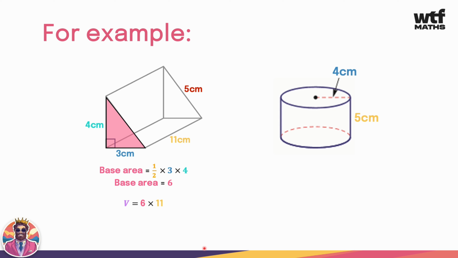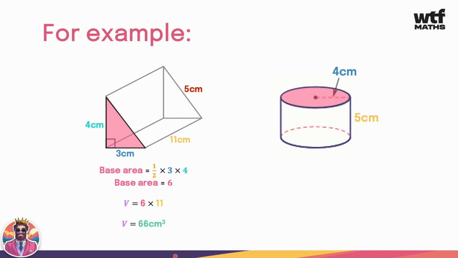This will give us 6 times 11, which is 66 centimeters cubed. And now if you look over here at the cylinder on the right, just ask yourself, what shape would we use for the base area? What shape is the same on both ends of this? Hopefully you'll realize that the circle is the same on the top and the bottom.